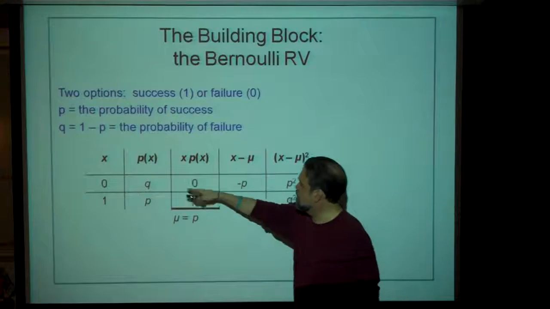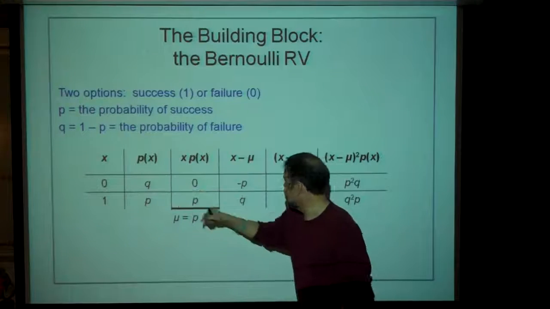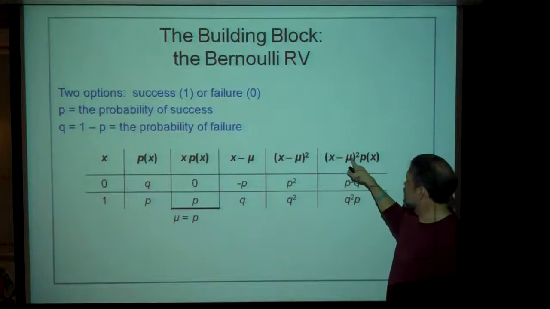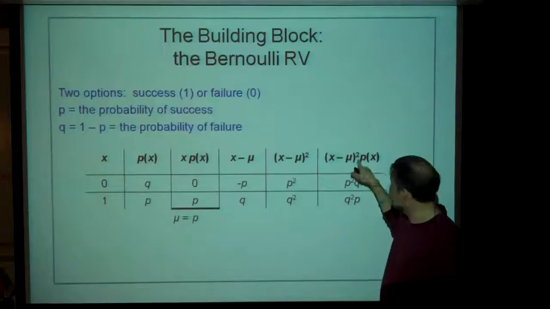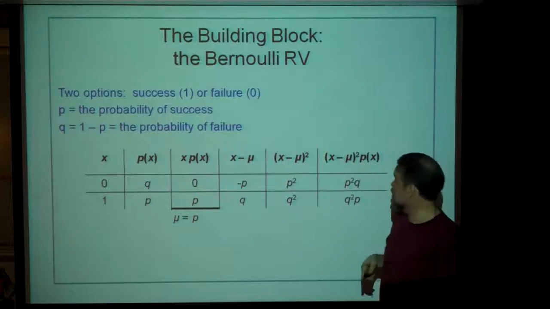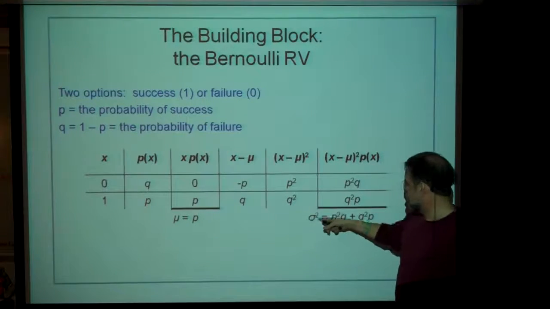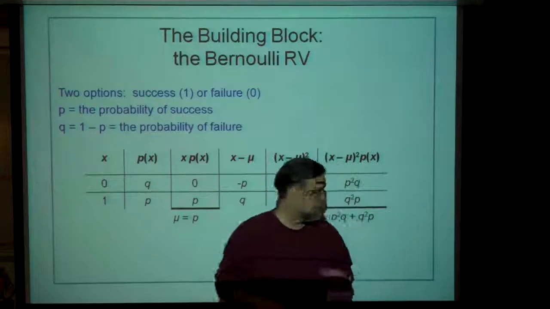So we're going to take this and multiply it times the probability, so now we get p squared times q and q squared times p. Those are the squared distance from each possible value to the mean times the probability of that value occurring. And so when I add these up, I get my variance, which is p squared q plus q squared p, which is kind of a mouthful.